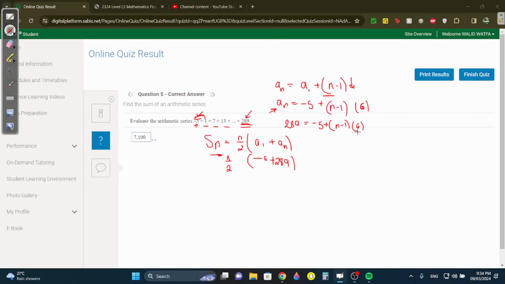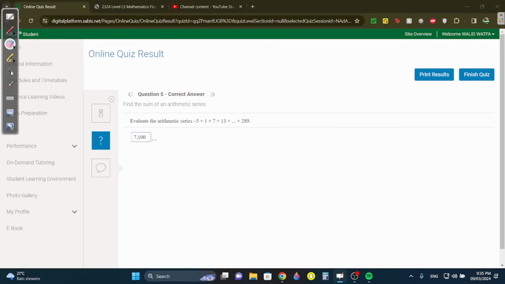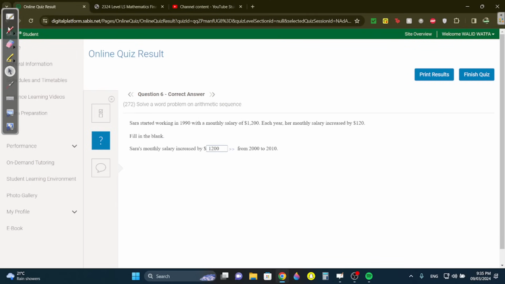We can simplify this. 6 times n is 6n, and 6 times minus 1 is minus 6, and you still have this minus 5 equals 289. Moving minus 6 minus 5 to the other side, you get 6n equals 300, and you get n equals 50. This 289 is actually the 50th value. So this n, we can replace it by 50 over 2 times minus 5 plus 289, and you should get 7,100. Let me do it. Yeah, 7,100.